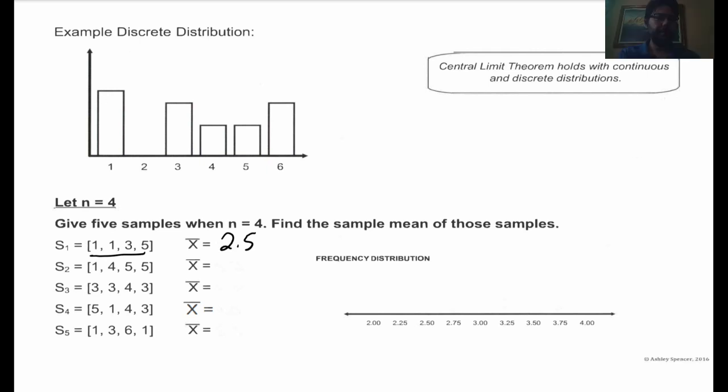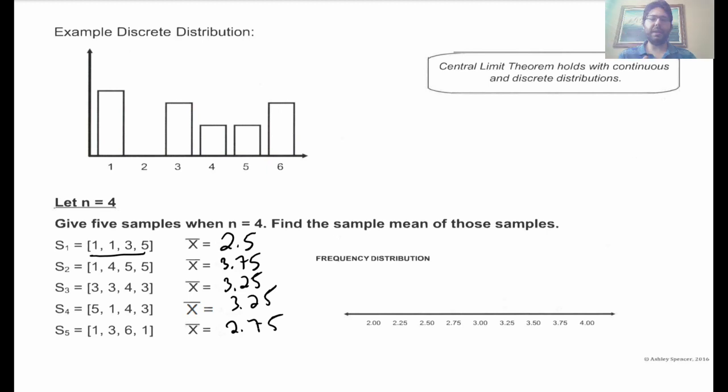All right, the next sample mean is 3.75. The next sample mean is 3.25. Another one, another 3.25. And then the last one is 2.75. Okay, so we got our 5 sample means.